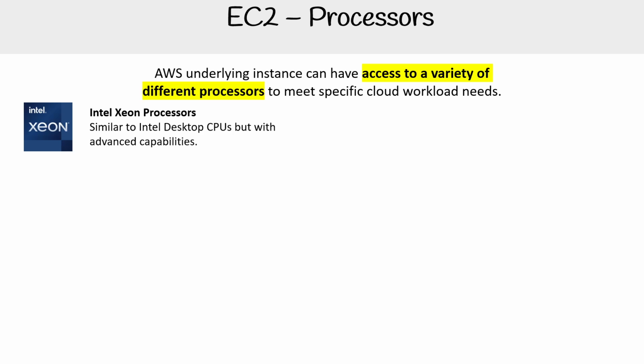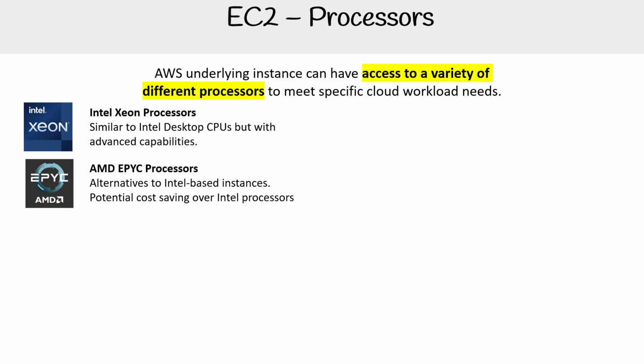These are similar to your Intel desktop CPUs or your laptops, but they have advanced capabilities that make them much more performant for doing non-desktop things, which is basically what we're generally doing in the cloud. There is another line called Intel Xeon Scalable, which is a better performing version of the Intel Xeon processor. But I'm not going to distinguish that there.